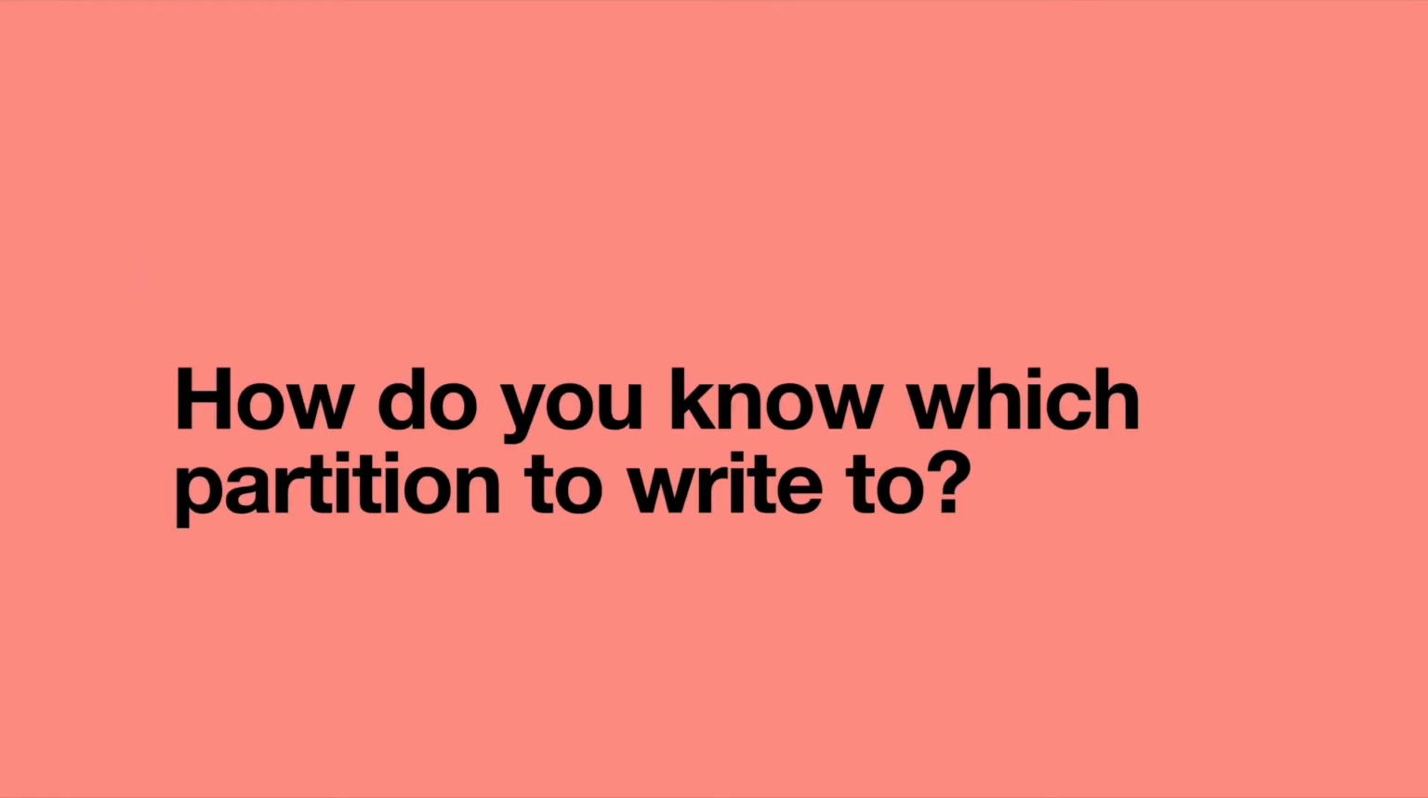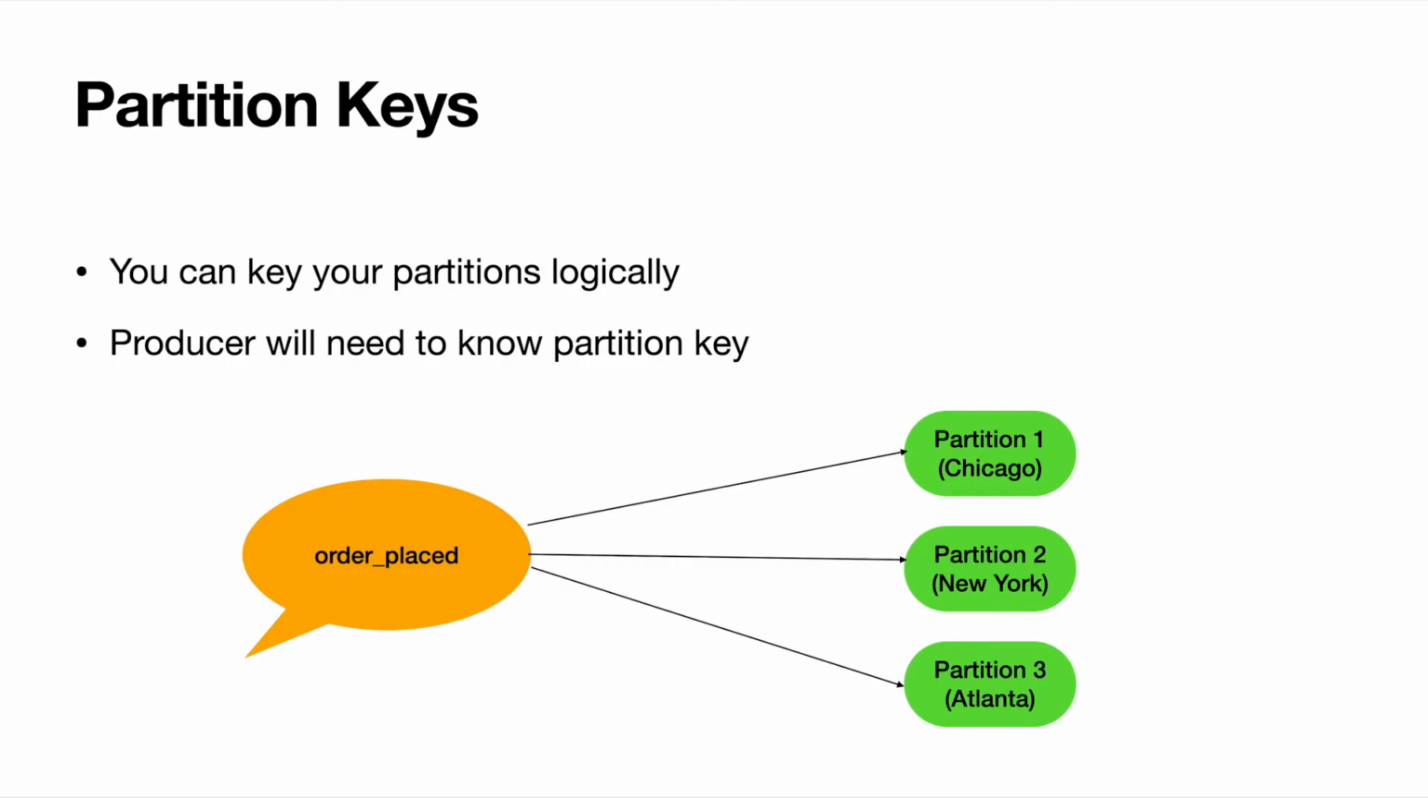So let's say you have one topic, and the topic has more than one partition. The first question is, how do you know which partition to write to? That's where the concept of partition keys comes in. There are multiple ways we can partition. The first one we're going to look at is by partition keys, so you can partition your topic logically.